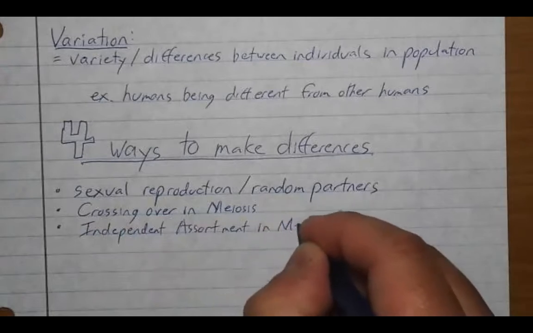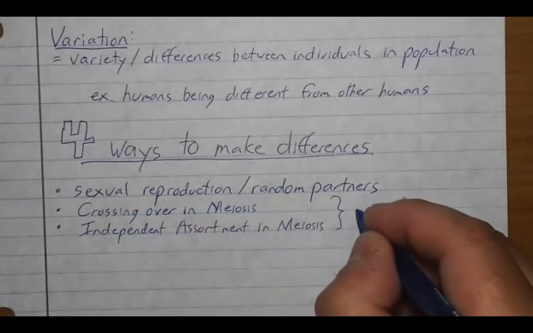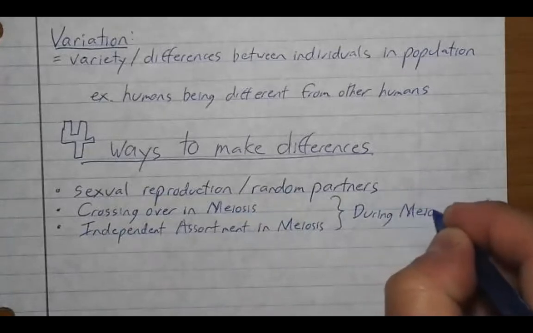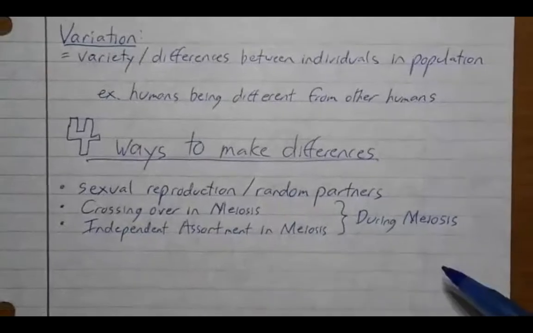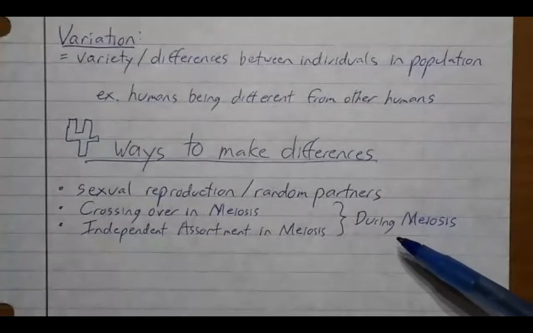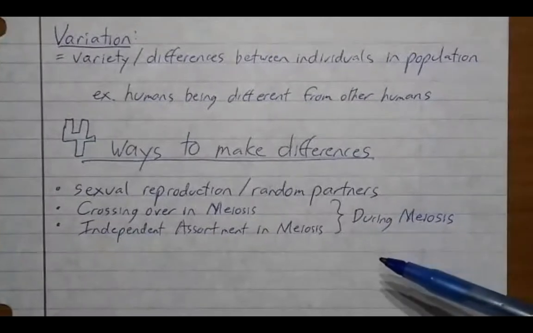In meiosis. So as you can tell, these are both during meiosis. And so you're like, what the heck is meiosis? Meiosis is the process by where you make the sex cells for reproduction. So if you're a male, this is the process by which your cells make sperm. If you're a female, this is the process by which your cells make eggs.